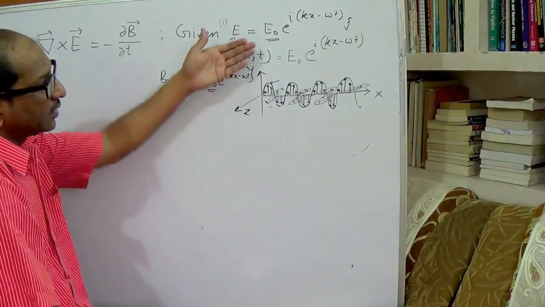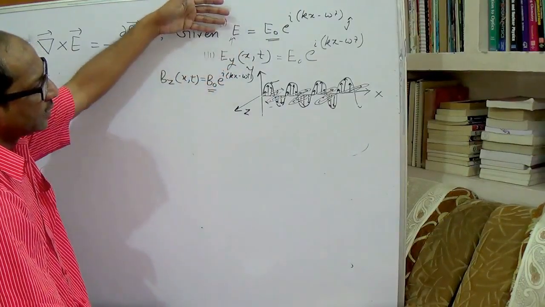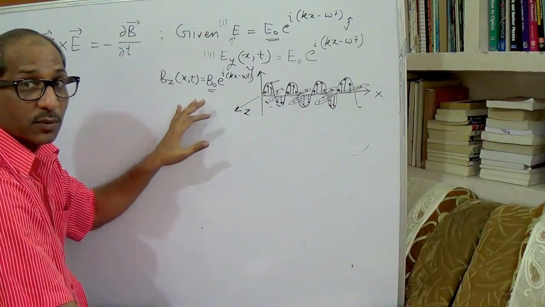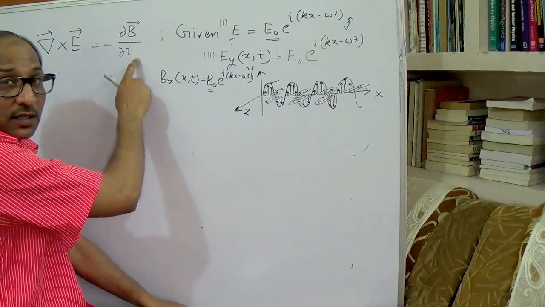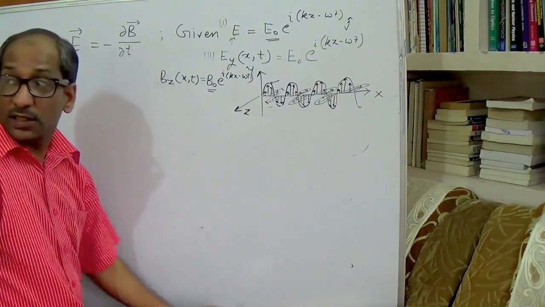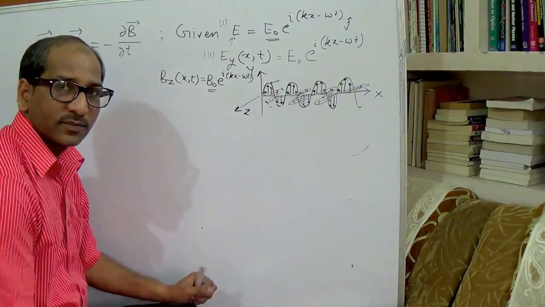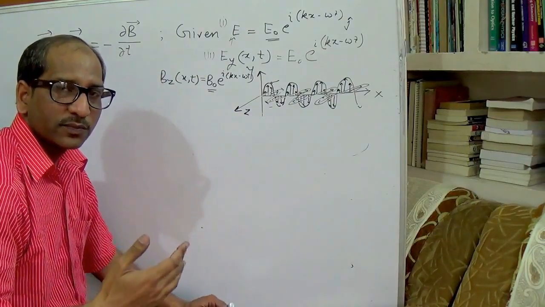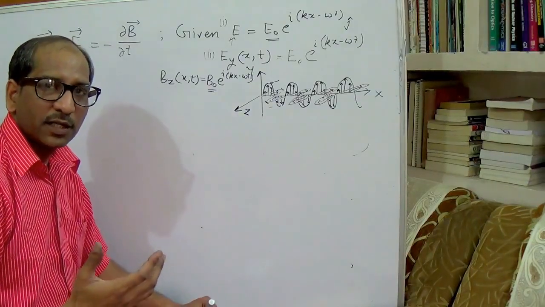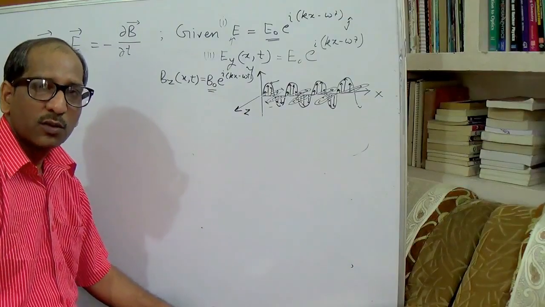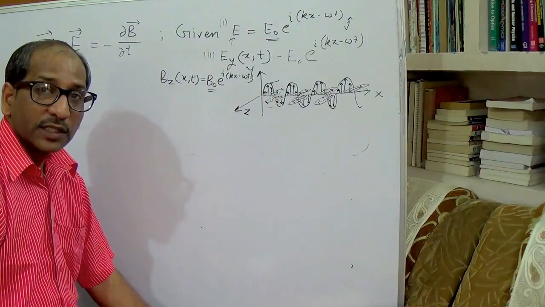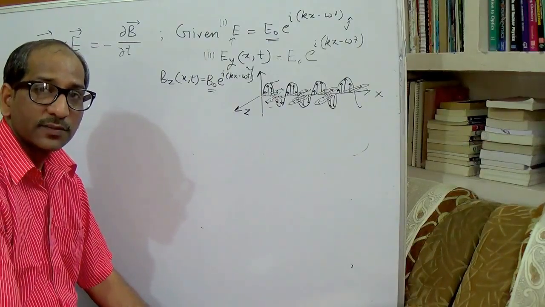So if the electric field component E is given here, you can find out the magnetic field component using the Faraday law. This is the Faraday law: del cross E is equal to minus del B upon del t. So in the next lecture we will see that if the magnetic field component is given, how to find out the electric field component by using Ampere's law.